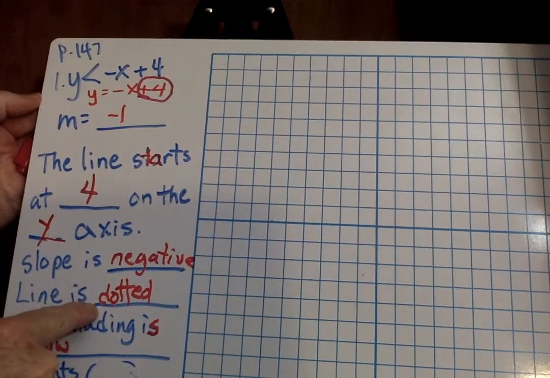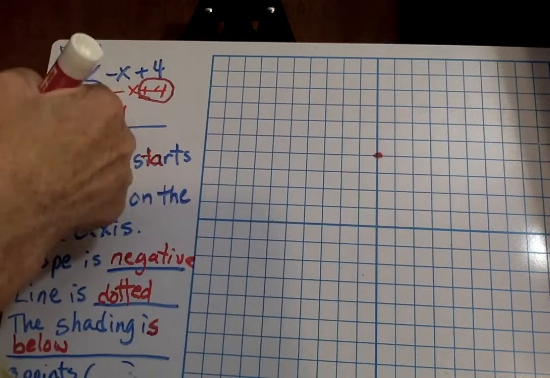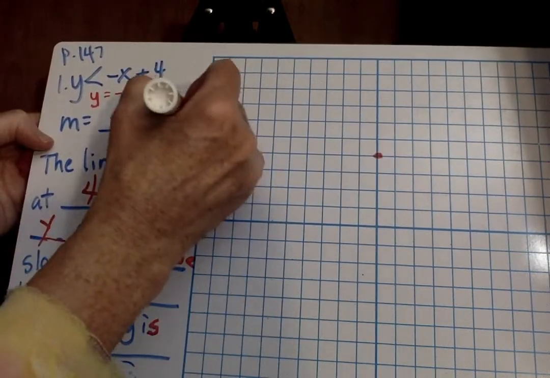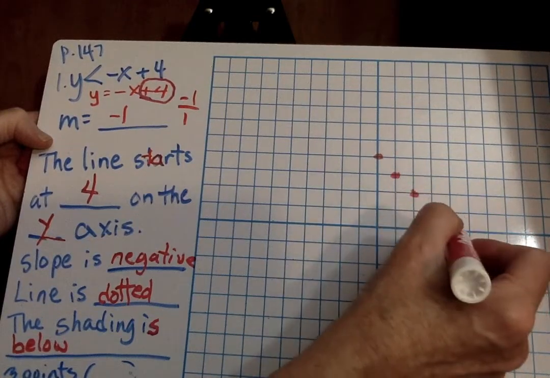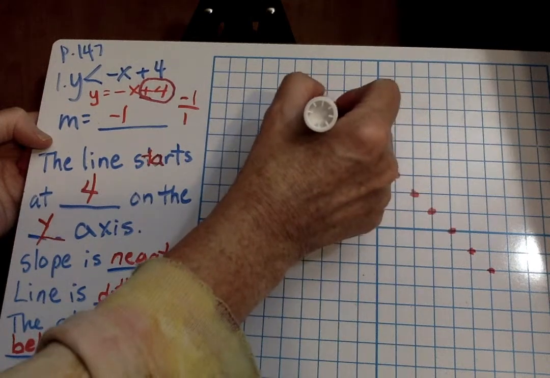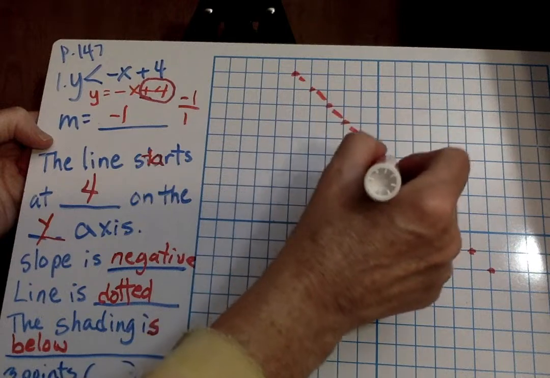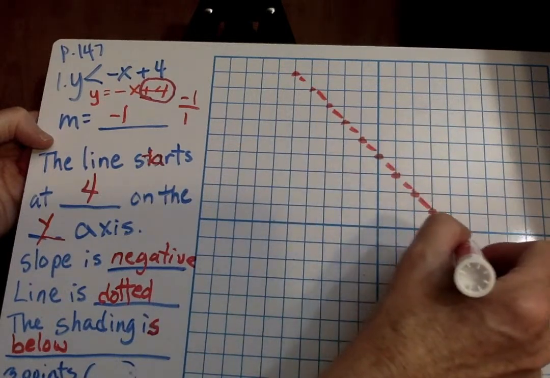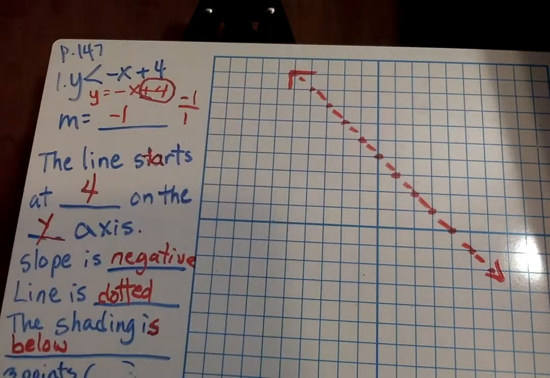We know the line is dotted. So we start at 4, 1, 2, 3, 4. And the slope is -1 over 1. So we're going to go down 1 and over 1. And I'm going to put several dots in a row so that I can get a straight line. And again, I know it's a dotted line, so I just put dots in between and put an arrow.